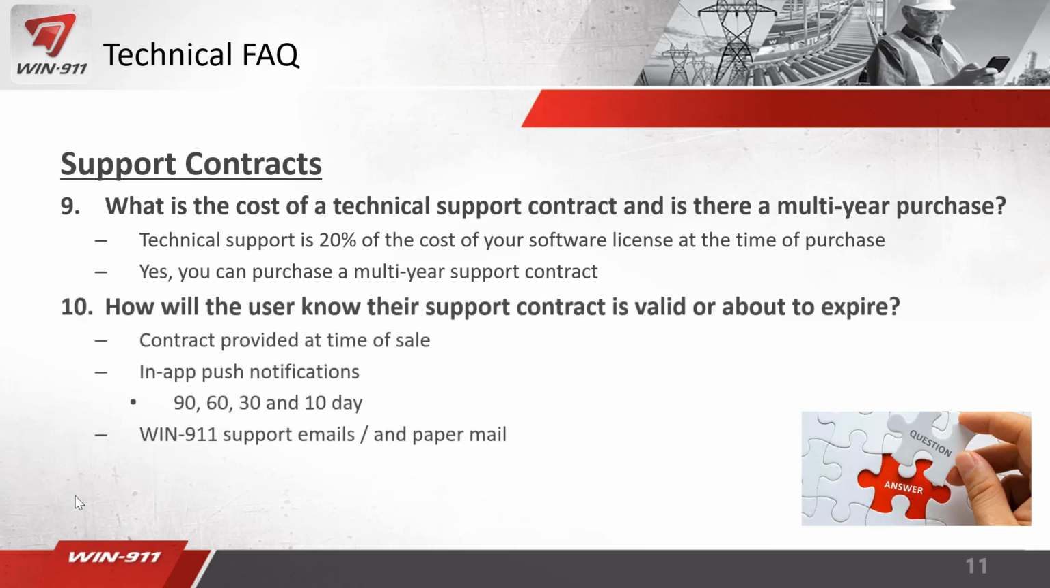How will the user know if the support contract is valid or about to expire? As mentioned earlier, you will not receive alarms if your support contract is not valid. You will receive a contract at time of purchase, or you receive push notifications in the app for the 90, 60, 30, and every day under 10 days. WIN-911 will also send you support emails and paper mail. So there's plenty of notification between us and your user about the support contract and making sure you're valid.